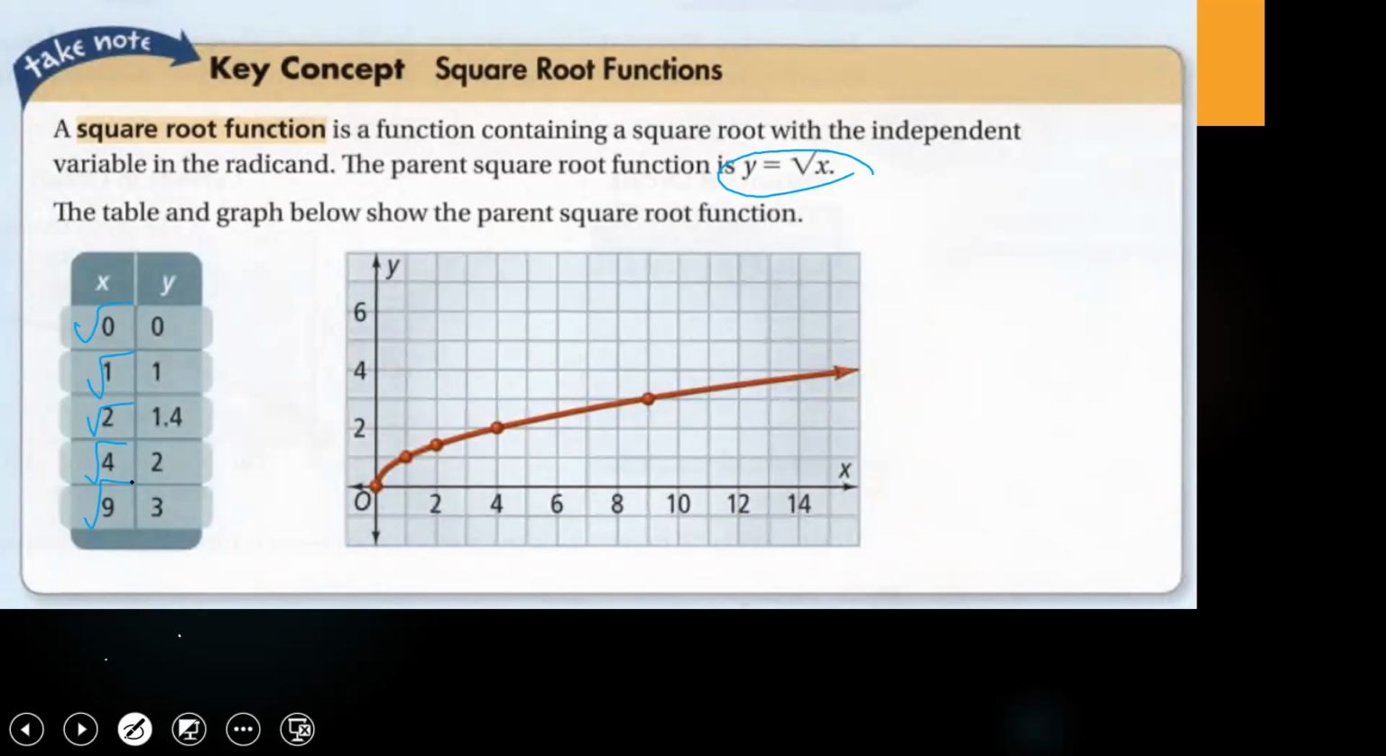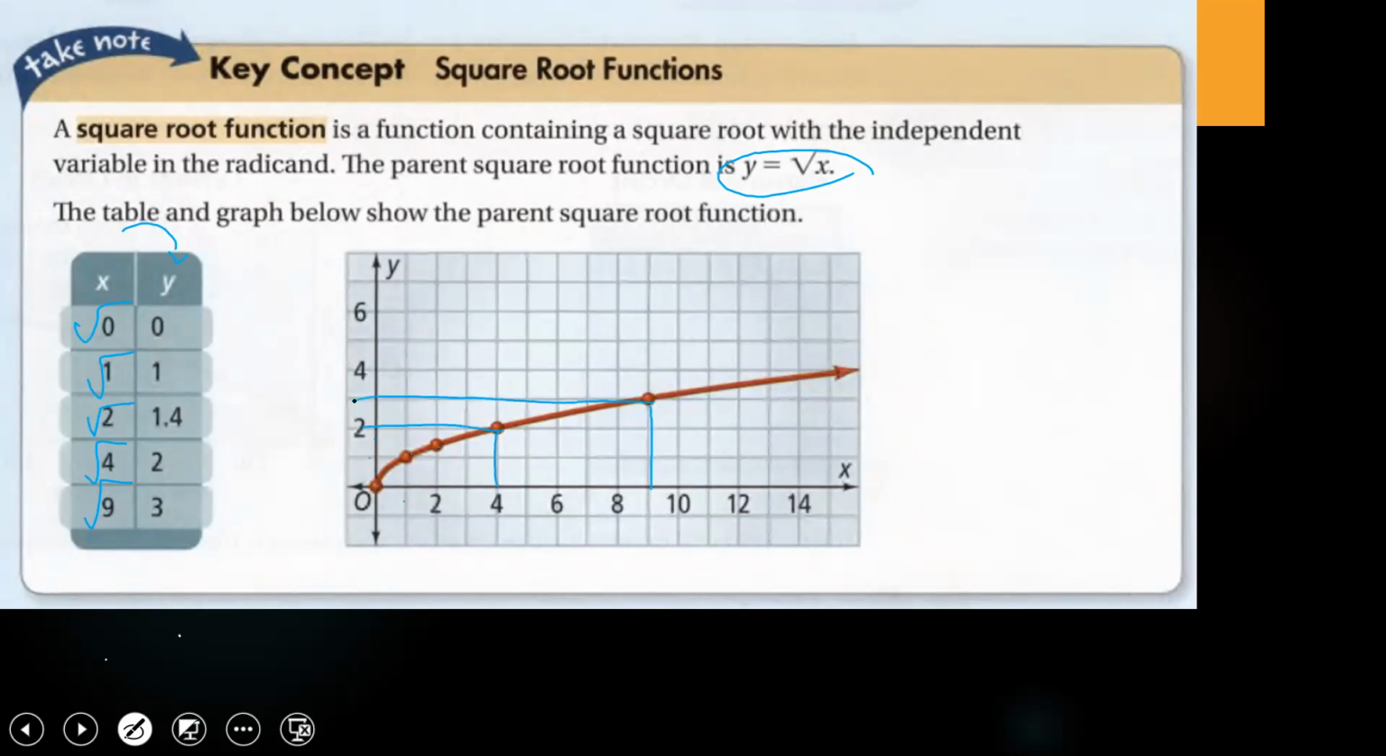Now I will not ask you to graph it, but I want you to know how to graph it. Okay, grade 8? Okay, teacher. Yes. So here you have to put the values of x, find the square root for them, and that will be y. Then after that, you plot them. At 0, it's 0. At 1, it's 1. At 2, it's 1.4. At 4, it's 2. At 9, it is 3.